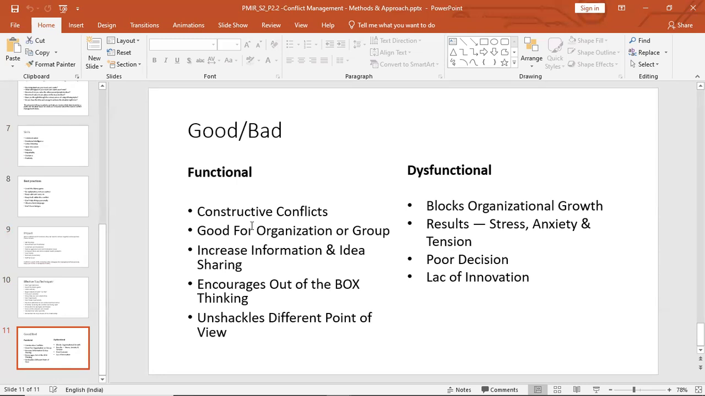So we discussed that functional conflict and dysfunctional conflict. So there are some debate discussion where you will learn something that is good. If something bad, it's impacting the business, that is bad. So this difference we studied.